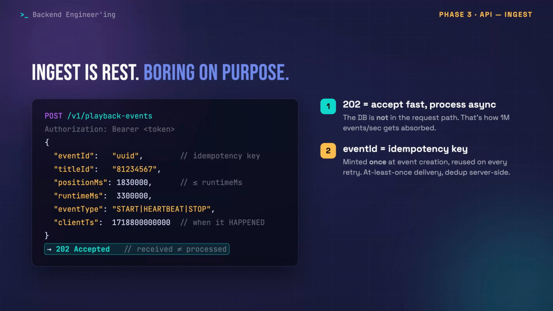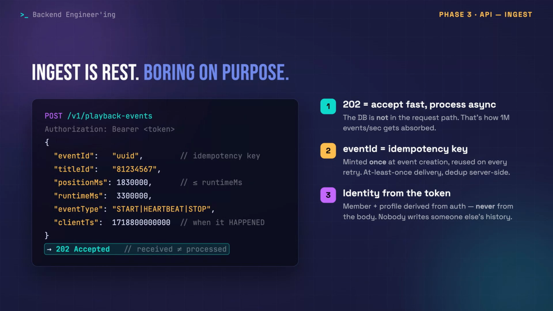It's our idempotency key. Phones on a flaky network retry, so some events will arrive twice, and we need to deduplicate them using that idempotency key. And last, identity always comes from the token, a JWT in the header, never in the body, because nobody gets to write into someone else's history.